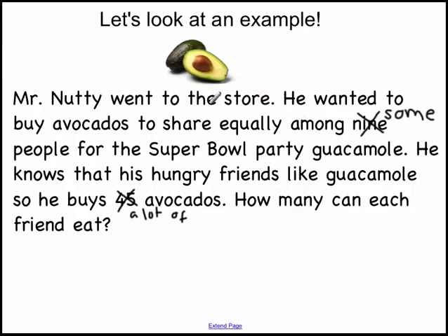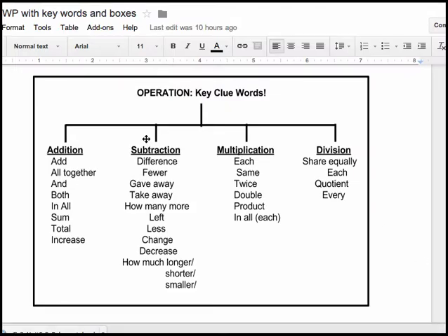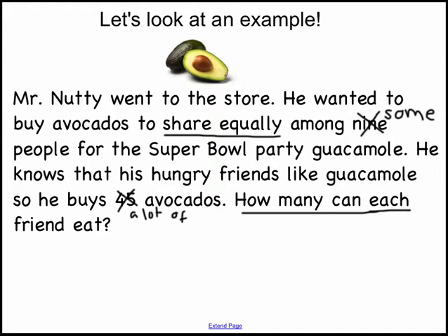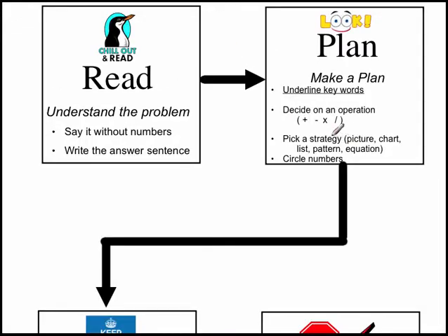In this case, I heard some keywords: share equally and each. How many can each friend eat? So if I go and look at my word chart here, I know that share equally comes under division, but I see that each is also in both. So while I think this might be a division problem since he has to share equally, I'm worried it might still be multiplication. So what we're going to do next is actually do the rest of our step, which is using a picture or really anything you'd like to help you solve this.